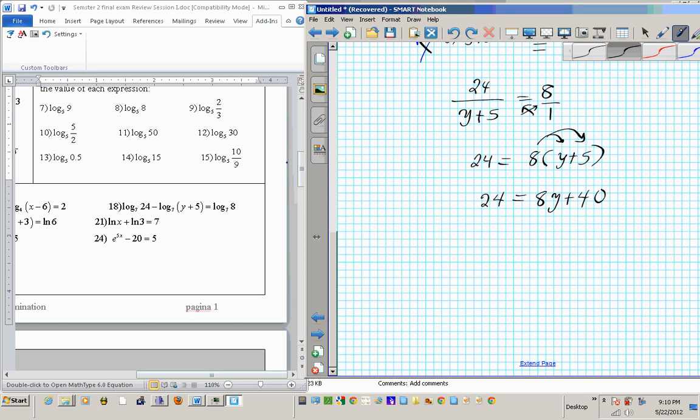Alright, so subtract 40. And that gives us on this side 24 minus 40, which is negative 16, equals 8y. Divide both sides by 8. And then you end up with y equals negative 2. Alright, so there goes your answer. y equals negative 2. Okay?